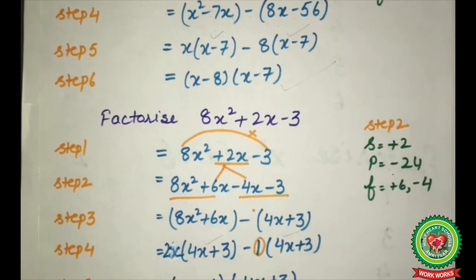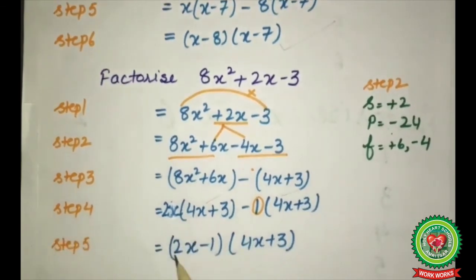So we are going to write our final answer, that is (2x minus 1)(4x plus 3).